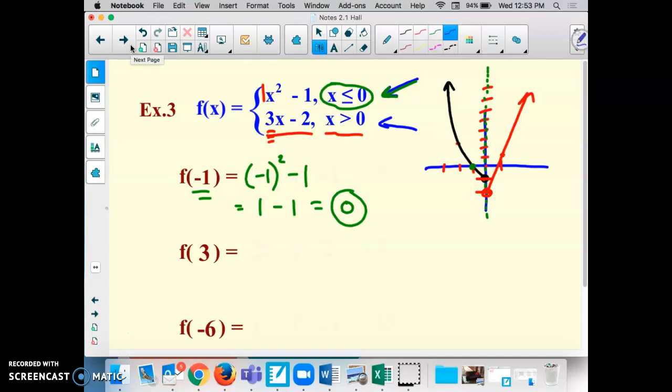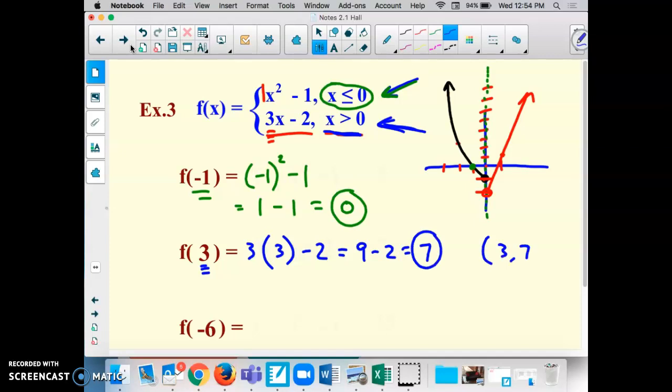F of 3. 3 is definitely greater than 0. So this time we're going to use the second statement, or the second function. So in the place of x, I'm putting 3. I get that from right there. Minus 2 equals 9 minus 2, which is 7. Let's just check that out as an ordered pair. That'll be (3, 7). Let's see if it lines up correctly. So to the right, 1, 2, 3. Then you go up 7. 1, 2, 3, 4, 5, 6, 7. My drawing was a sketch, but it matches up pretty close on the linear function.